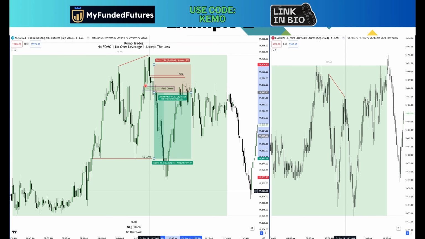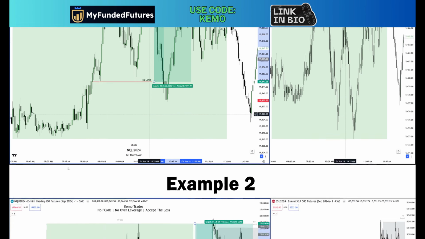So IFVG, we had a bullish one right here. Once we disrespect it, it becomes an IFVG to the downside. We take our entry after the candle closes below that bullish fair value gap, and we move down to the drawn liquidity, and that's it. And it gives you 2.37 R, or it depends on the risk management if you want to put the stop loss on top of the void or whatever you want. So going to the next example.